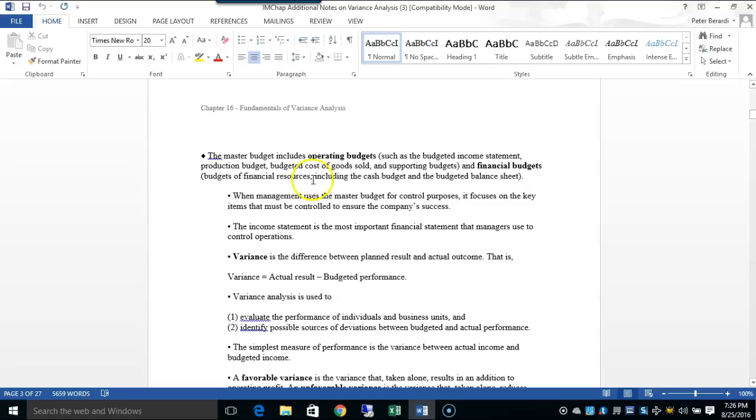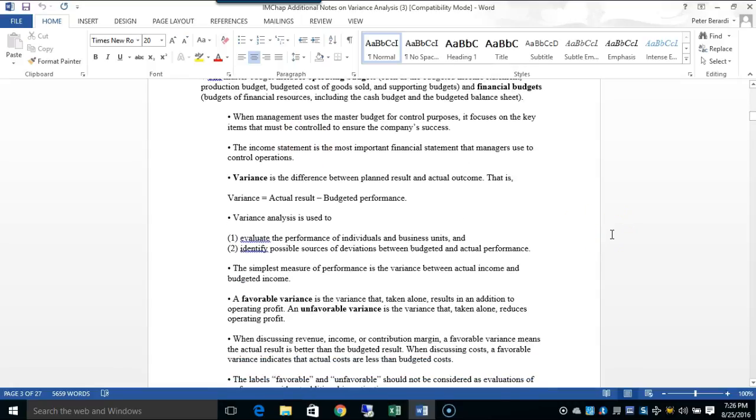So, variance analysis is used to evaluate the performance of individuals and business units, and it identifies possible sources of deviations between budget and actual performance. A favorable variance is a variance that, taken alone, results in addition to operating profit. So if our actual cost is lower than our budgeted cost, that is favorable, because lower cost adds to our operating income.